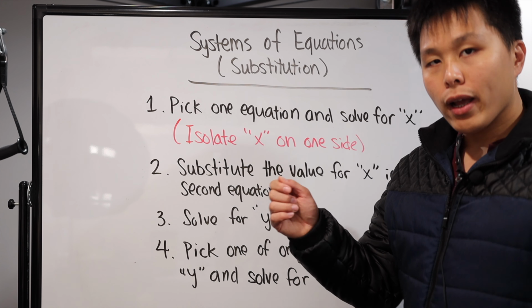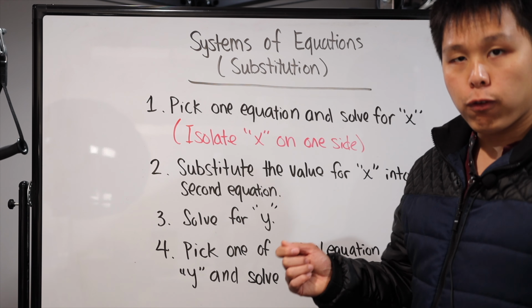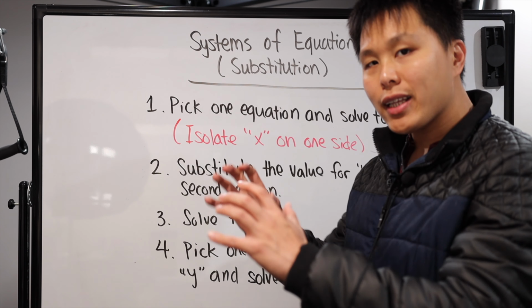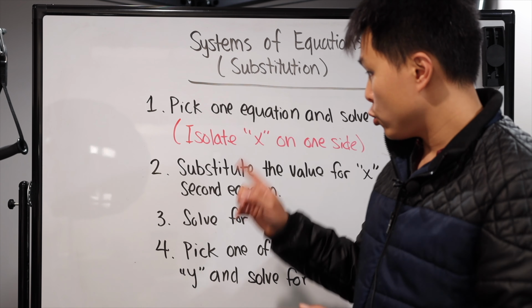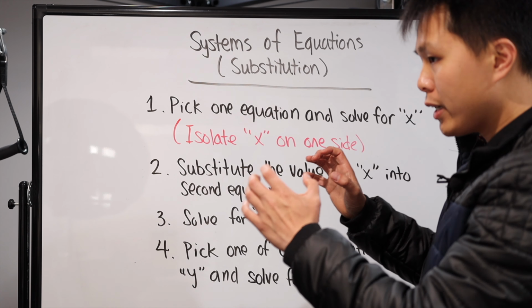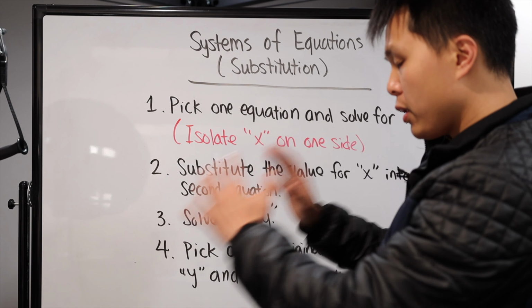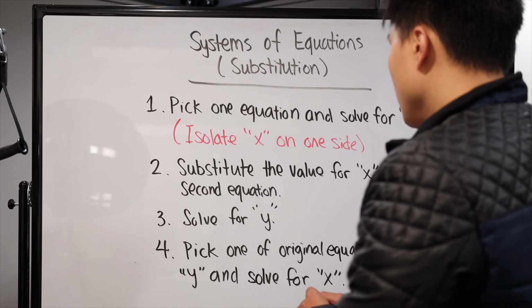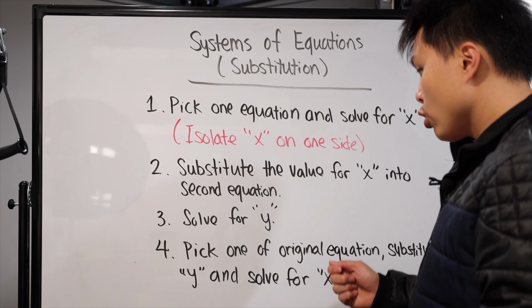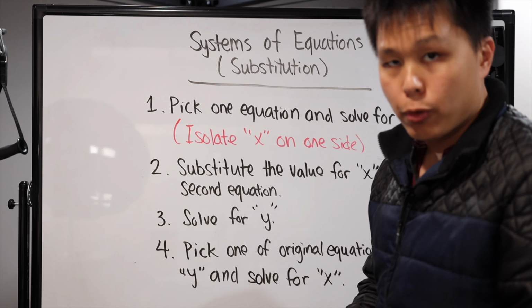Now, whatever equation you picked and solved for x, you go to the second equation and plug in everything that x is supposed to be, because you isolated x. X equals blah, blah, blah. You grab that whole thing, and in place of x, you plug that in instead. So all of a sudden you have one equation with only y's. You solve for y, which is step 3.